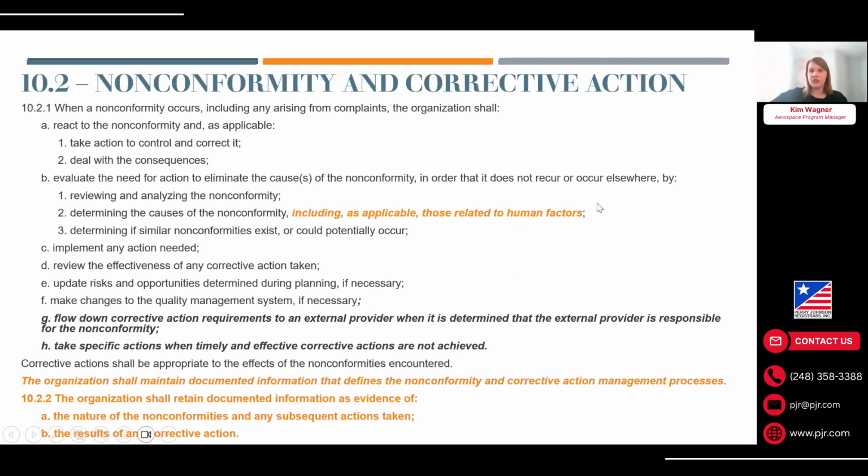And I also wanted to just highlight this requirement here. When determining the causes of the nonconformity, when you're conducting a root cause analysis, it's required to include, as applicable, those related to human factors. I'll return to that in a moment, but I just wanted to talk about this because that's also something else that there are some misconceptions about as well.